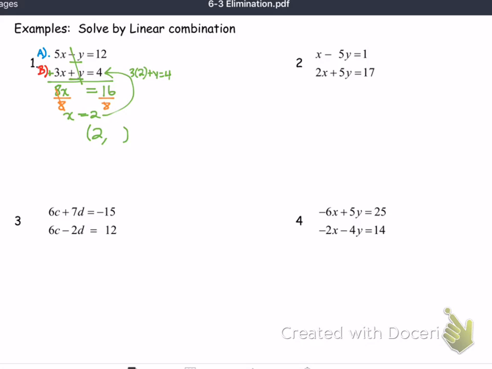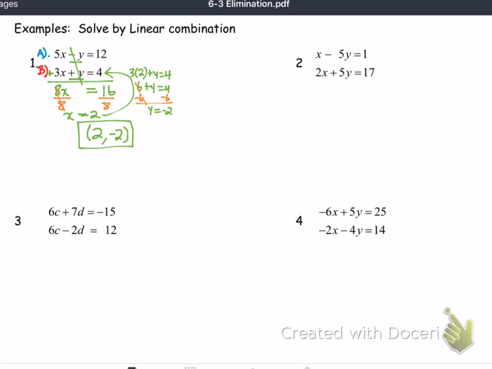Multiply 2 and 3 to get 6 plus y is equal to 4, then subtract 6 on both sides, and then we get y is equal to negative 2. So the y value of the coordinate point is negative 2, so my solution, meaning where A and B intersect each other, is 2 and negative 2.